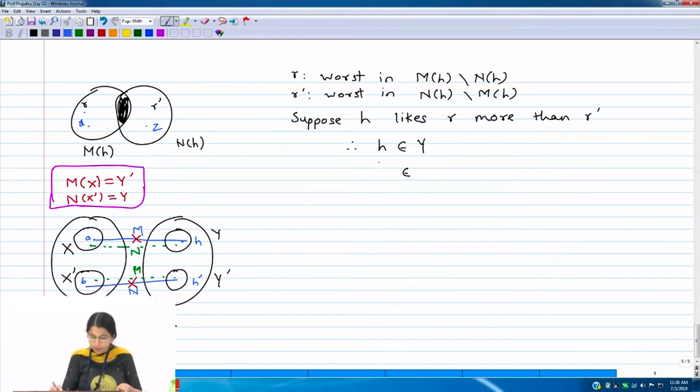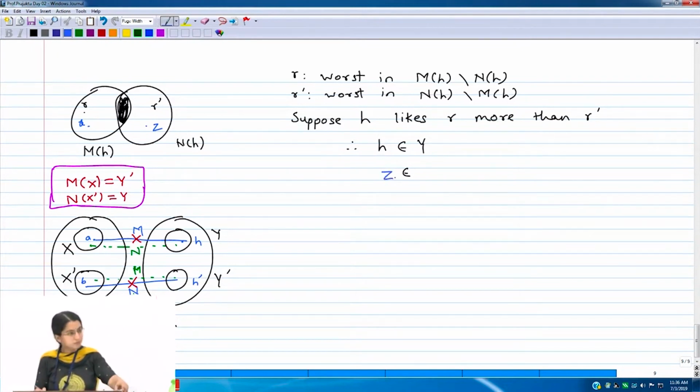Yes. So H is in the set Y. So now if you look at Z, we know that Z is matched to H in N. But what do we know? N of X prime is exactly equal to Y. So in fact, Z should be in X prime.